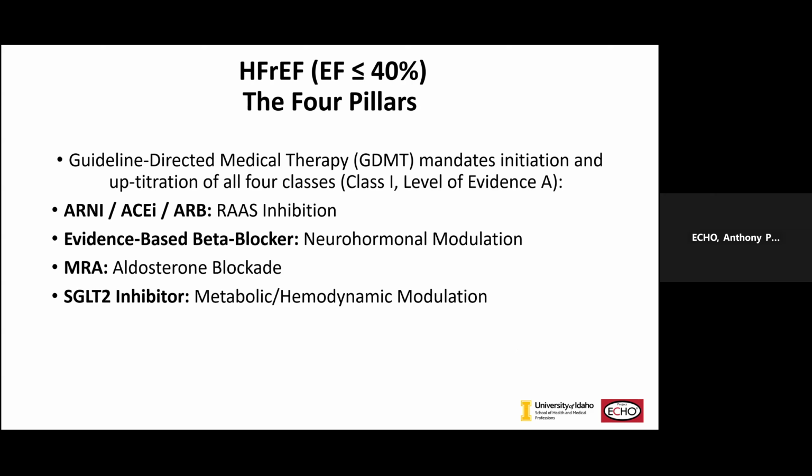So in HFrEF, we kind of mentioned this, it's your ejection fraction less than 40. Now moving into how we use this and how we implement it. We talked about the four pillars. We talked about GDMT. We've talked about that all the time. You always want to try to initiate all four of these classes and up-titrate. This is all Class 1A level in the guidelines. So we see ARNIs, ACEs, ARBs, and then evidence-based beta blockers, with the two that we're focusing on being MRAs and SGLT2s. So next slide.